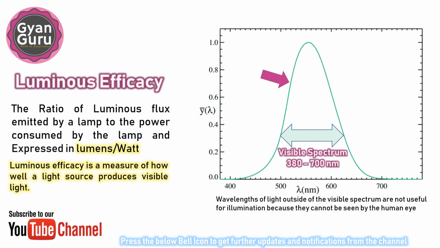Luminous efficacy is a measure of how well a light source produces visible light. It is the ratio of luminous flux to power, measured in lumens per watt in the International System of Units. In other words, the luminous efficacy of a source is the product of how well it converts energy to electromagnetic radiation, and how well the emitted radiation is detected by the human eye. In the figure, you can see wavelengths from 400 to 700 nanometers can be seen by human eyes. Light outside of the visible spectrum is not useful for illumination because it cannot be seen by the human eye. Let's see the spectrum in the next slide for more clarity.